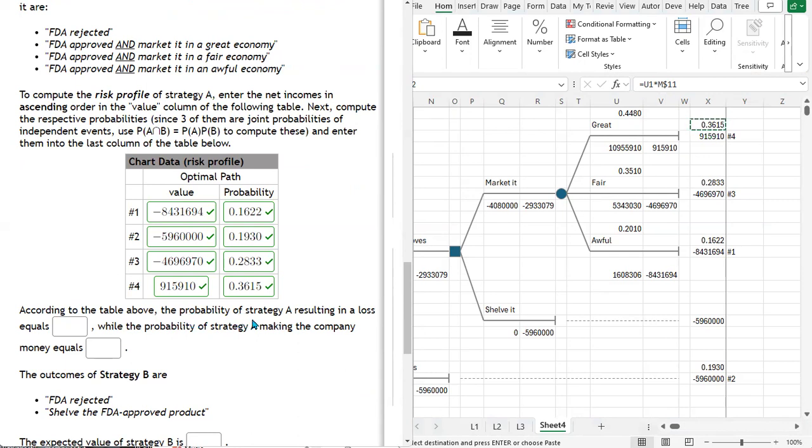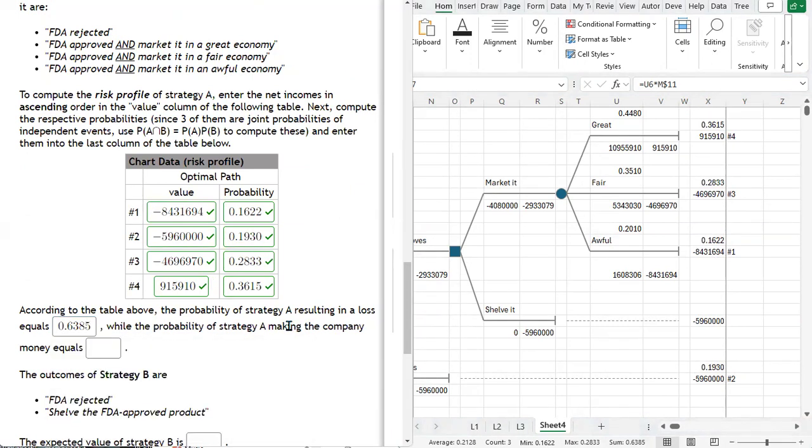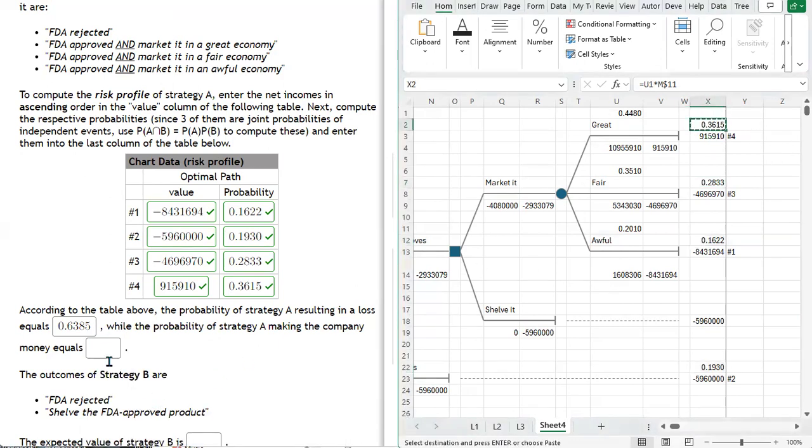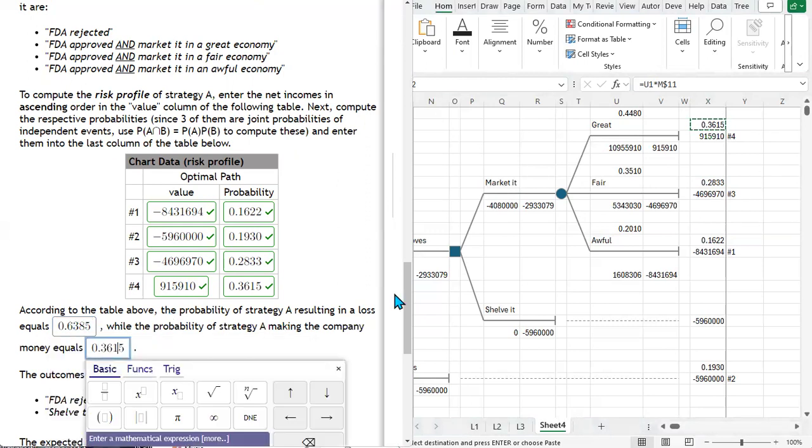According to the table above, the probability of strategy A resulting in a loss is what? Well, anywhere we see a loss, we're going to highlight the probability values. The sum is 0.6385 right there. See that? 0.6385. The probability of strategy A making the company money equals what? Well, it's this value here, right? If you notice, when you add these two together, you get 1.